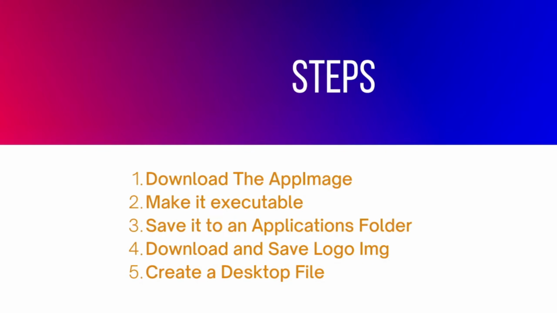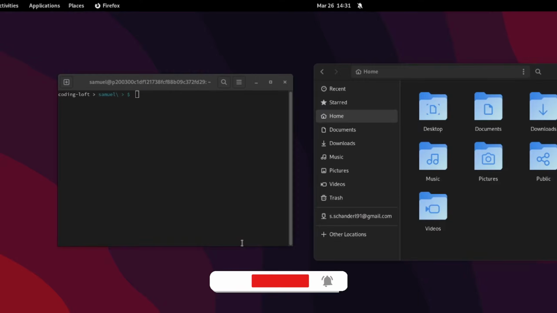Now it's actually very easy. We just need to download the app image, then we need to make it executable. We need to save it in a specific folder, download and save a logo file, and lastly create a desktop file where we tell the computer where to look for the application and the logo. So let's get started. For this example, I will look at an app called ClickUp.